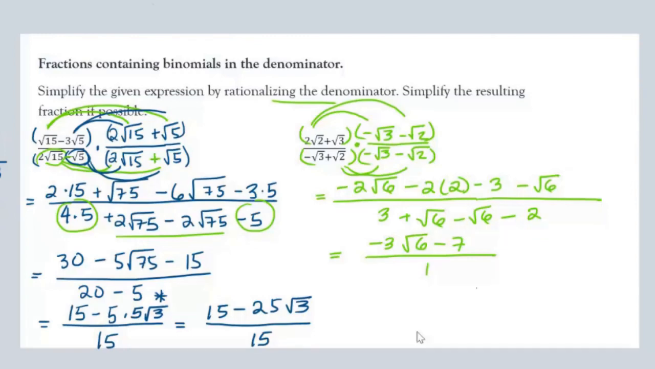Because the denominator is just 1, and you'll find the same thing happens if the denominator is just negative 1. It's just that if it were negative 1, we'd have to deal with the negative sign somewhere. So if the denominator is just 1, we don't need to write it. So as a final answer, we can write negative 3 root 6 minus 7. Sometimes it's preferable to write the term without the radical first, so we could write this as negative 7 minus 3 root 6. And we're done.